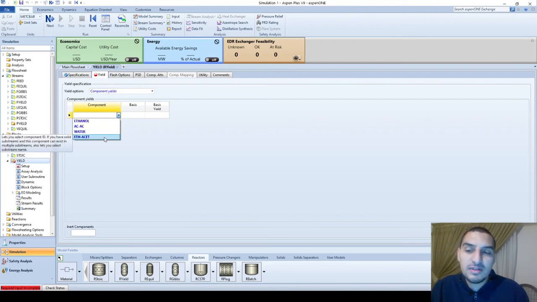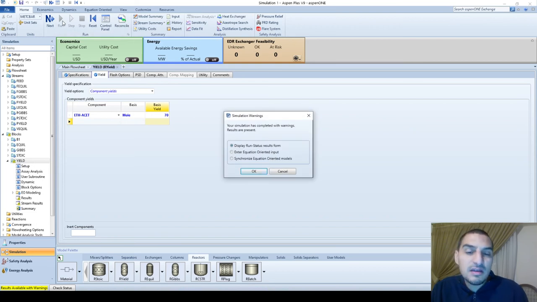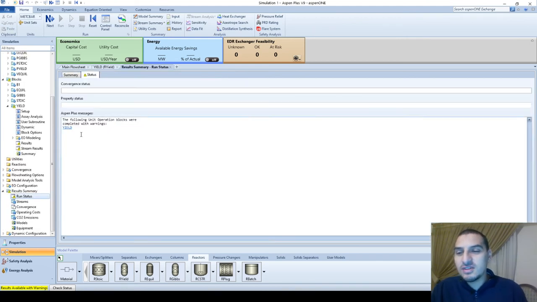So if I say that for ethyl acetate, I get 100 moles at 70 moles as a base. You can define the inert components, but it's not going to make anything. And if you run the file, this is always what you're going to get. So this is the first thing to mention, that the yield reactor always gives errors. And I'll go through this quickly just to see what the problem is.